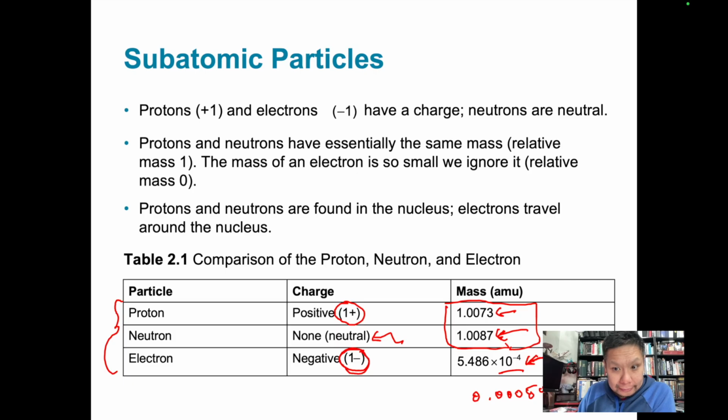But they make up most of the volume of an atom, because remember that protons and neutrons are all highly densely packed in the center. And then the rest of the space all around here is where the electrons actually live.